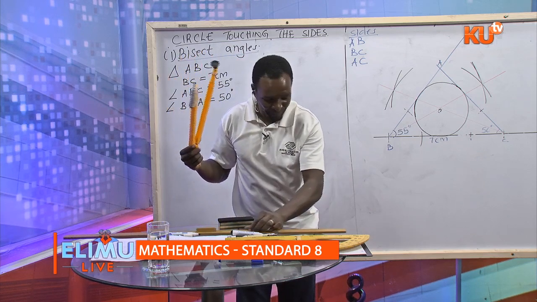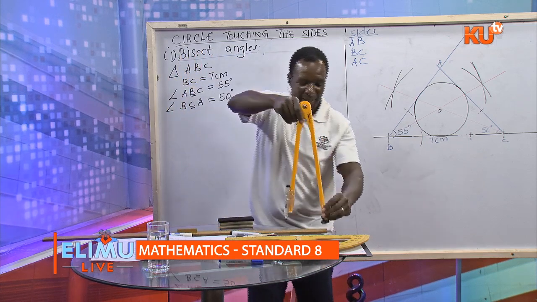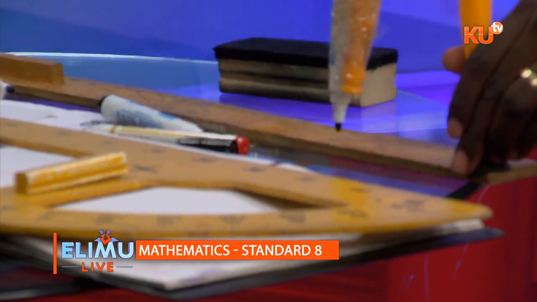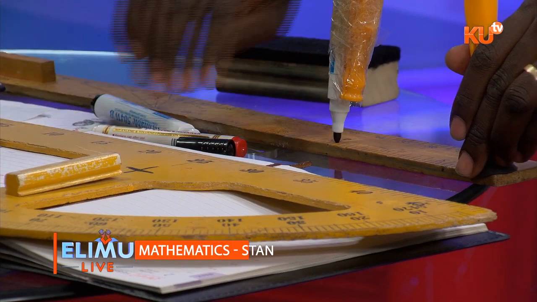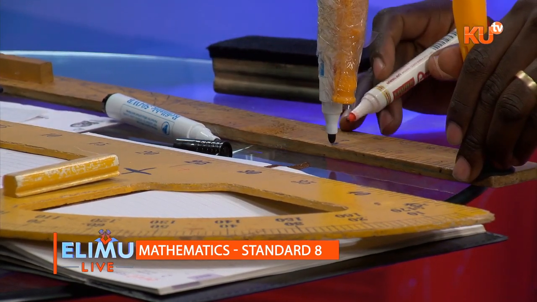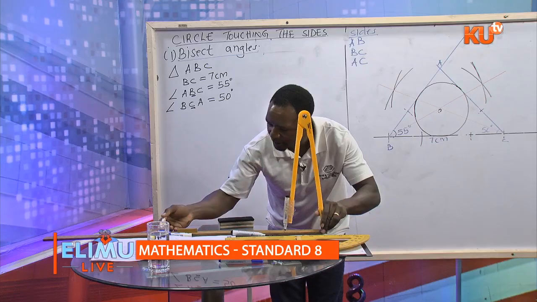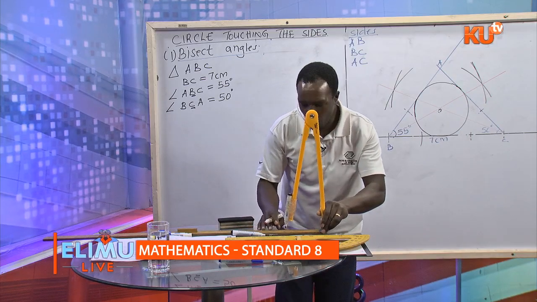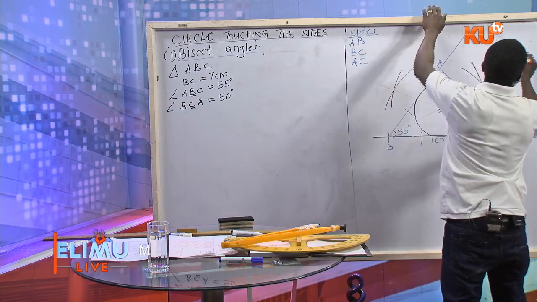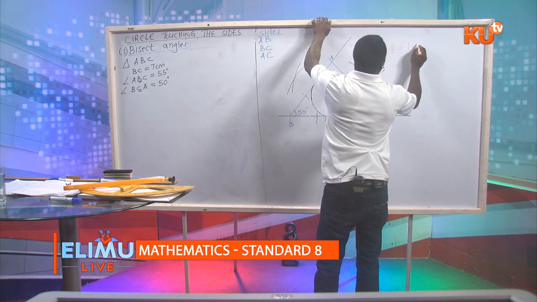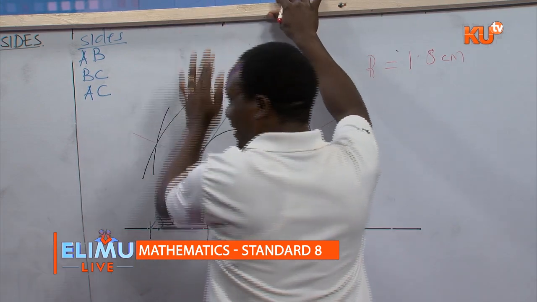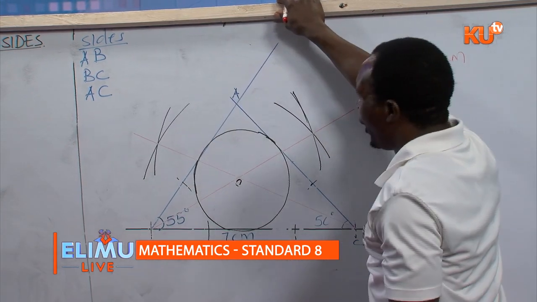Kuja kwa ruler, from zero, pima. And then you'll get your measurement. Mine is giving me 1.8. Our radius is 1.8 centimeters. 1.8 centimeters.